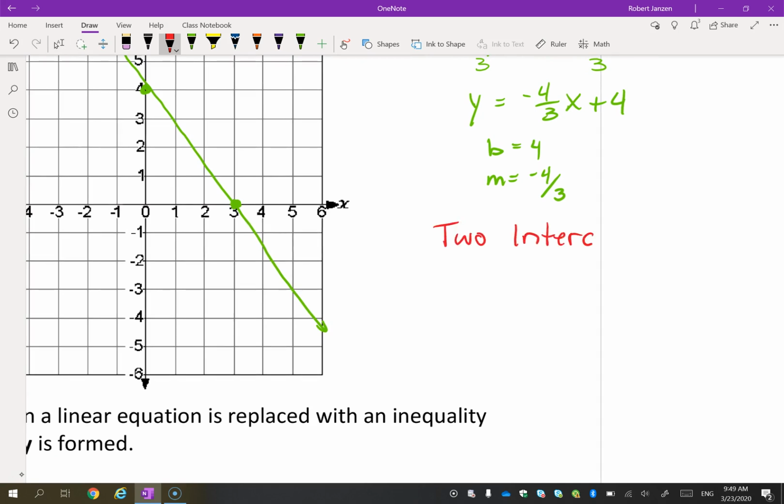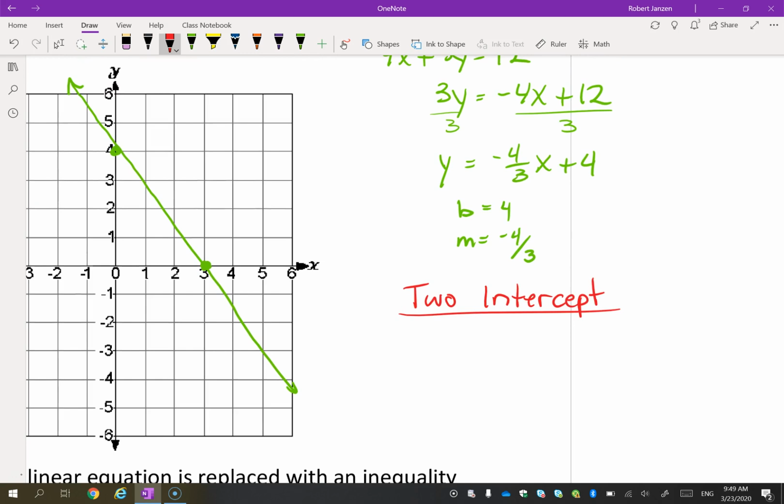The reason I like the two-intercept method better: if you think about parabolas, what did I say you always need to graph? You need the two intercepts. You need the x-intercepts and the y-intercepts. So the two-intercept method will get us that. Now in this case, you can see that we actually have the y-intercept and the x-intercept, but it's not always going to happen that way. So to get the two intercepts, you're going to find the x-intercept and the y-intercept.